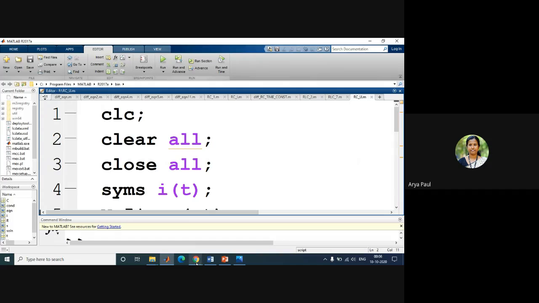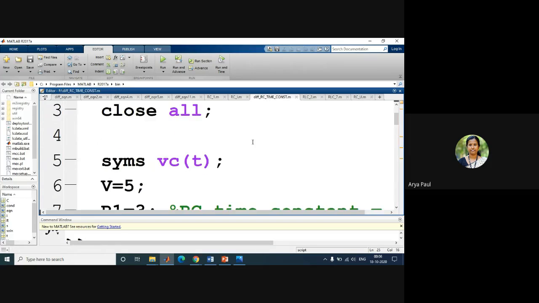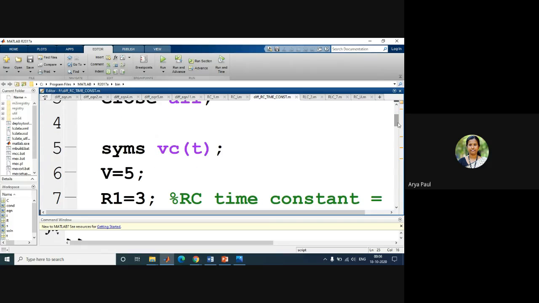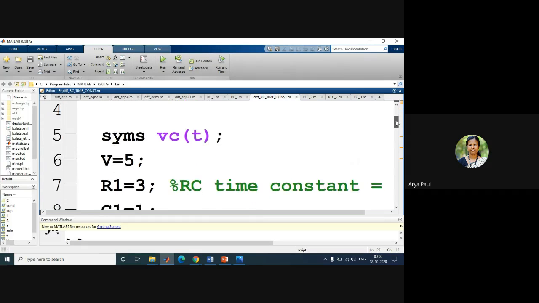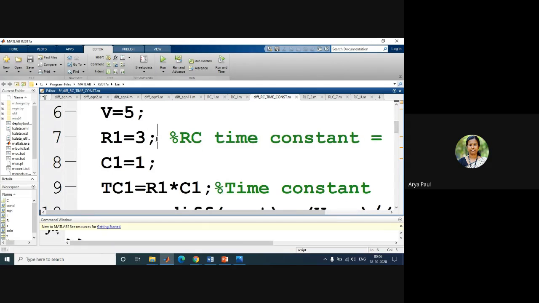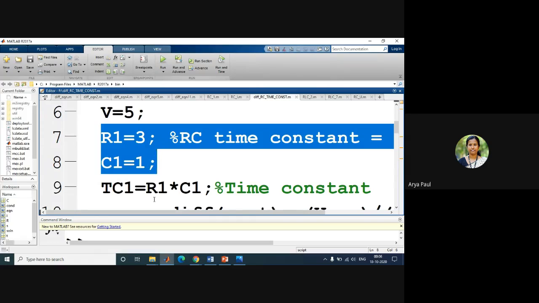And now you can have another thing, with a different RC time constant. For the different RC time constant, I am plotting the graph. Initially, syms VC of t, that is the voltage across the capacitor, V equal to 5. My RC time constant I am putting as R1 equal to 3, C1 equal to 1. So what is my R into C? The RC time constant is 3.